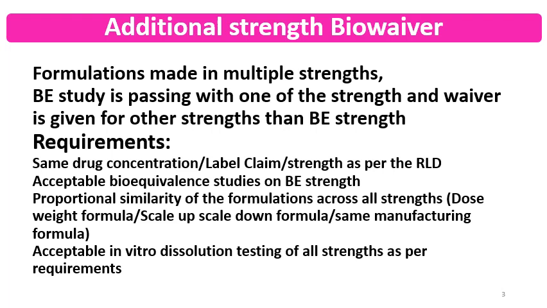Whatever BE strength you have selected, based on the bioequivalence study of that strength, the other strengths can be given a biowaiver. Then proportional similarity of the formulations across all the strengths. That may be dose weight formula, scale up, scale down formula, or the look-alike formula. The manufacturing formula should be similar and the manufacturing process should be the same. Then acceptable in vitro dissolution testing for all the strengths as per the requirements.